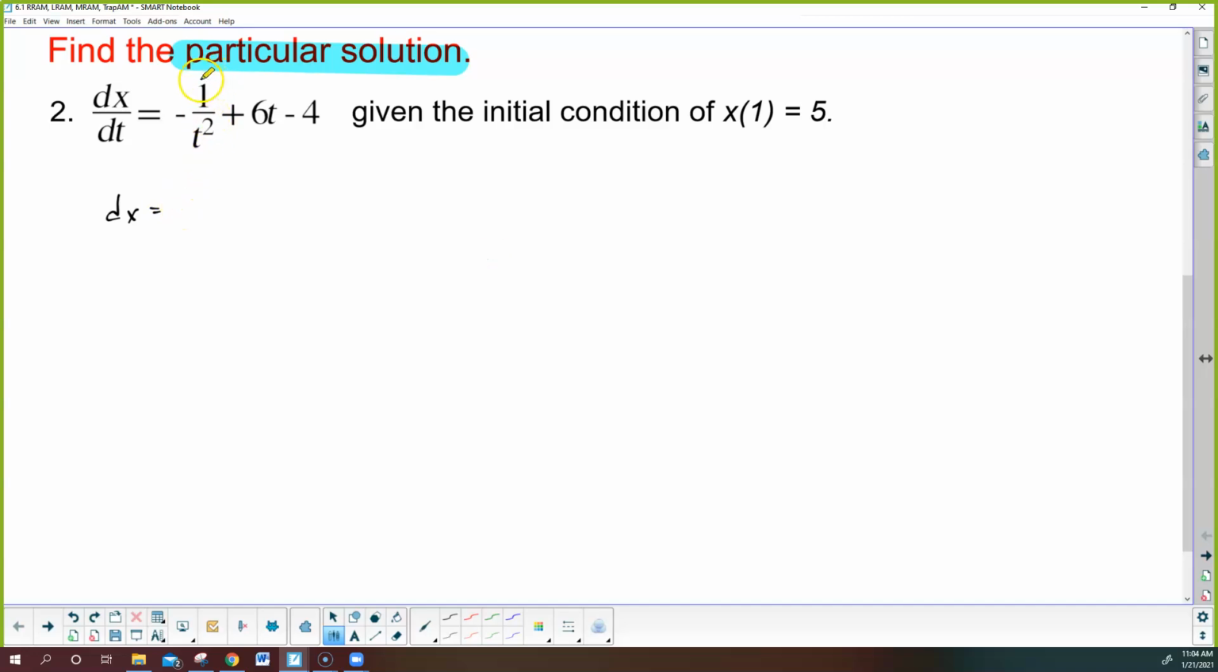And because I'm really used to it, I'm going to rewrite this part right here. I don't like anything other than 1 over t, I don't like the t to the 2 down there. So I'm going to write it as negative t to the negative 2 power. Just remember that's a better way to think of fractions. And then we got 6t minus 4. And remember, we moved the dt over to this side with multiplication.